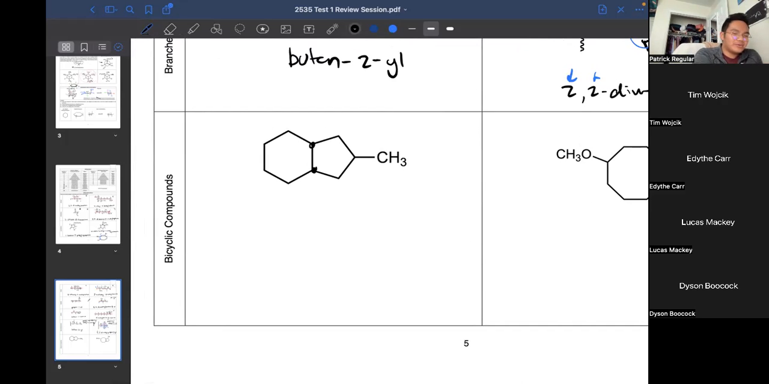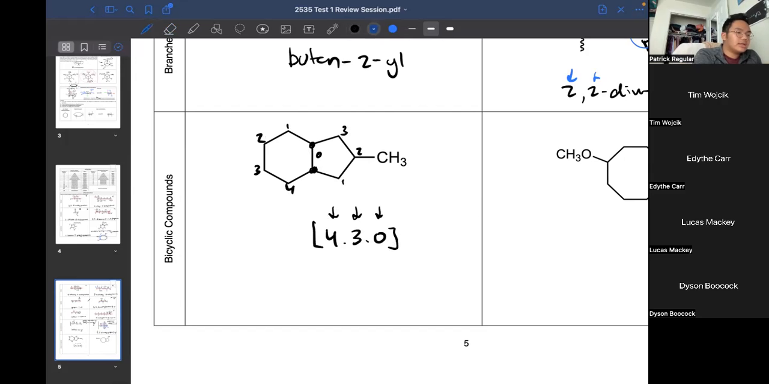The basic rules are you have 2 cycles and you have 2 bridgehead carbons. You count how many carbons are between them. So I'm just going to keep them black. I'm not actually numbering them. These are just counting numbers. We have 1, 2, 3, 4. 1, 2, 3. And we have 0 carbons between those bridgehead carbons. So it would be 4, 3, 0, denoting how many carbons are between the bridgehead carbons.